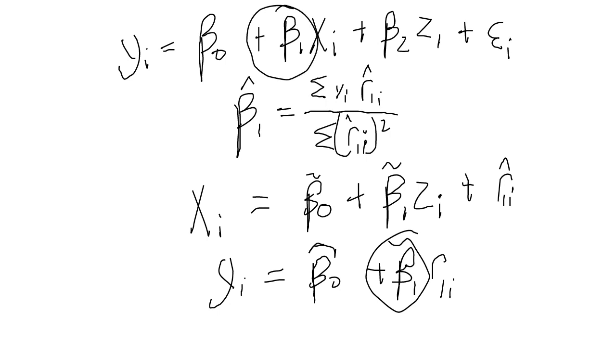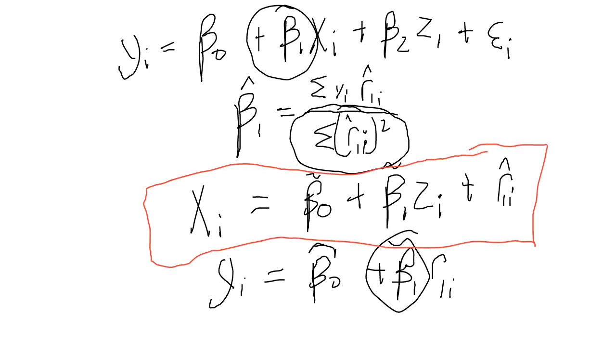Okay, but again, thinking about this formula, we know that this denominator can't be 0, because if it is 0, then you're dividing by 0 and you break the universe. So we need the sum of the squared residuals from this side regression to not equal 0. If all of these residuals are 0, then this will be incalculable and the whole thing will break. And the sum of the squared residuals is only 0 if every single residual is 0.